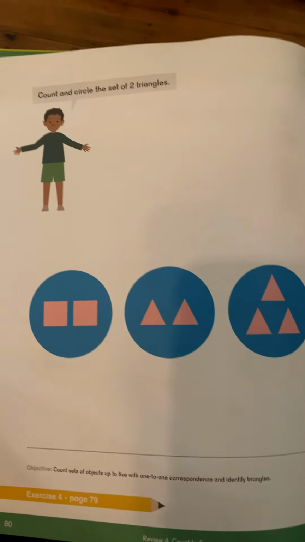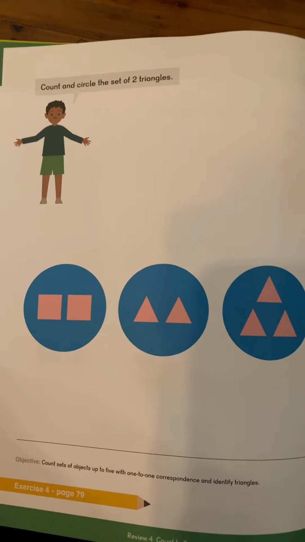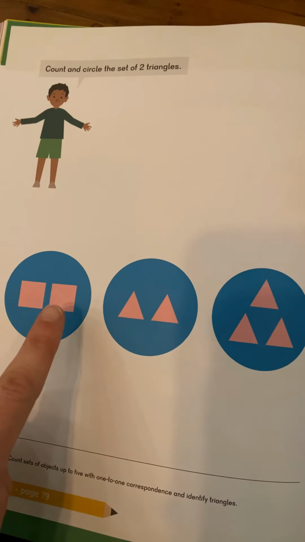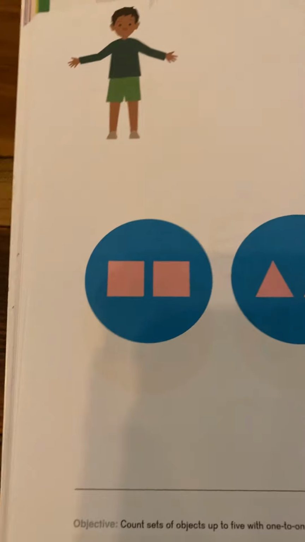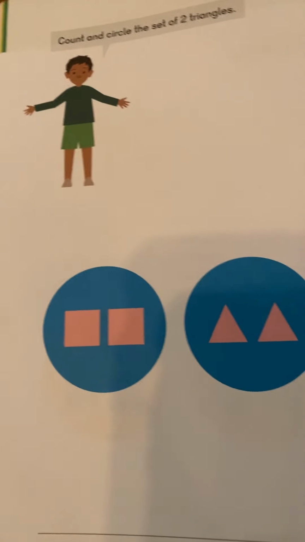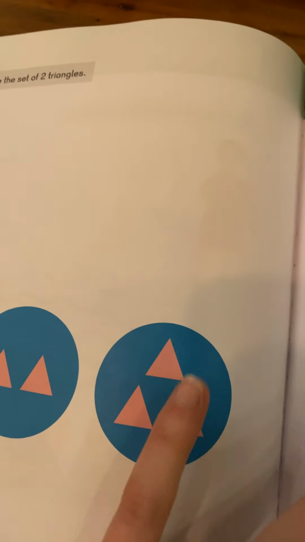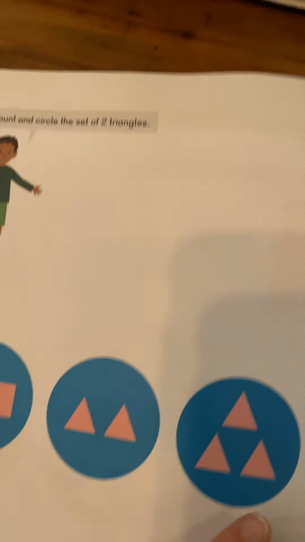Now on this side, you're going to count and circle the set of 2 triangles. So let's count here, 1, 2. Oh, that's 2. Do you think that's the answer? Those are squares though, not triangles. Let's count these, 1, 2. 2 triangles. And here is 1, 2, 3 triangles. So your answer should be right there in the middle, the 2 triangles.